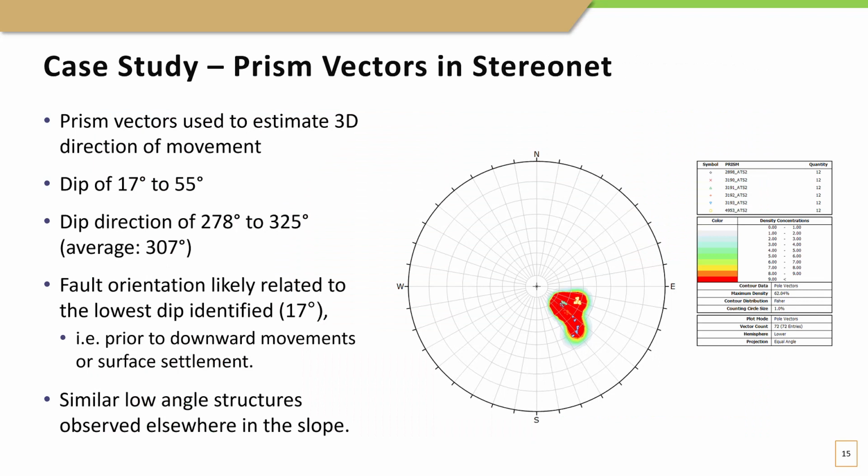The stereographic projection shown here displays prism vectors. An average dip direction of 307 degrees was found, and a dip of 17 to 55 degrees. Based on this, the fault orientation was likely to be related to the lowest dip identified, 17 degrees, because that was the movement before downward movements or surface settlements began. Similar low-angle structures have been identified elsewhere in the slope.